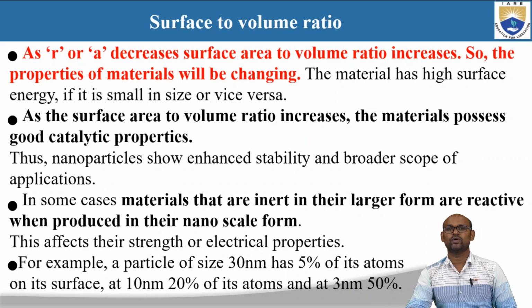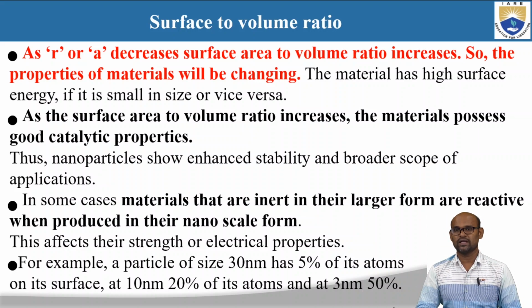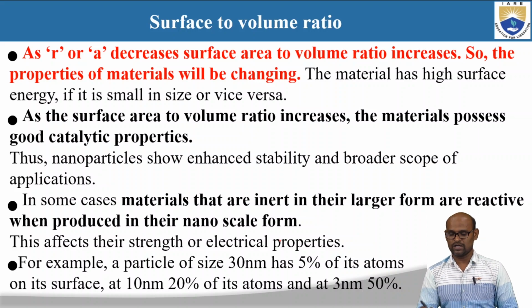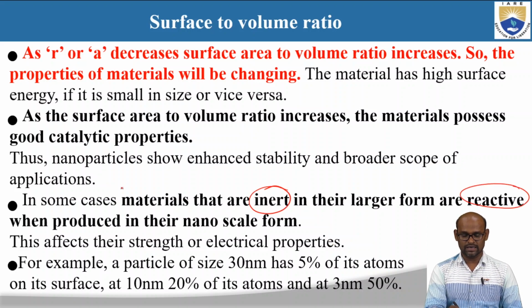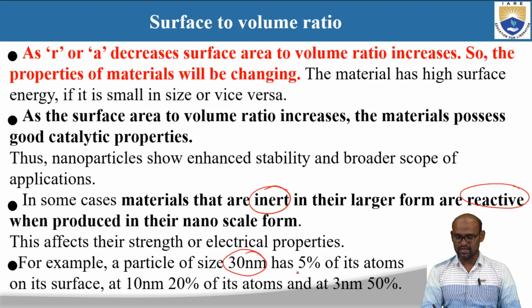Thus nanoparticles show enhanced stability and a broader scope of applications. In some cases, materials that are inert in their larger form are reactive when produced in the nanoscale form. Materials which are not catalytic will become catalytic. This affects the strength or electrical properties. For example, a particle of size 30 nanometers has 5% of its atoms on its surface, 10 nanometers has 20% of its atoms on its surface, whereas 3 nanometers has 50% of its atoms on its surface.